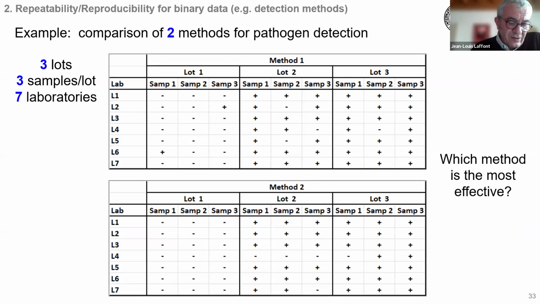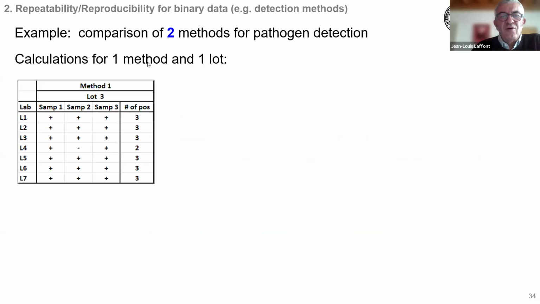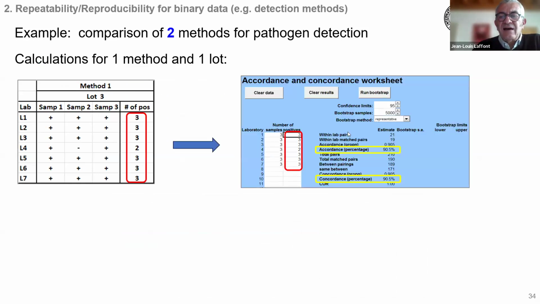So what do we do when we have this type of data? We will use the Langton tool to compute accordance and concordance for each of the methods and each of the lots, because we have to do that lot by lot. So for example, for method 1 and lot 1 and lot 3, these are the data. We enter this data into the Langton tool, and we get for accordance 90.5%, which is quite high, and for concordance 90.5%.